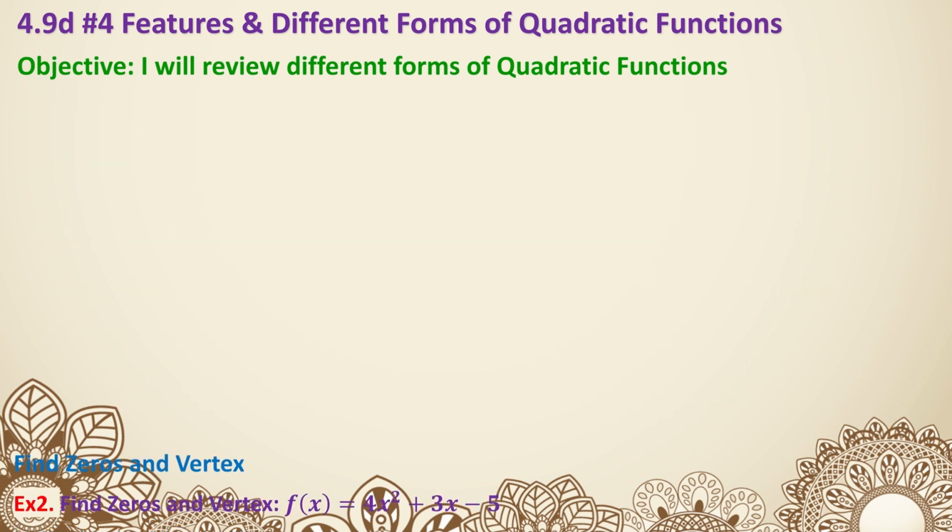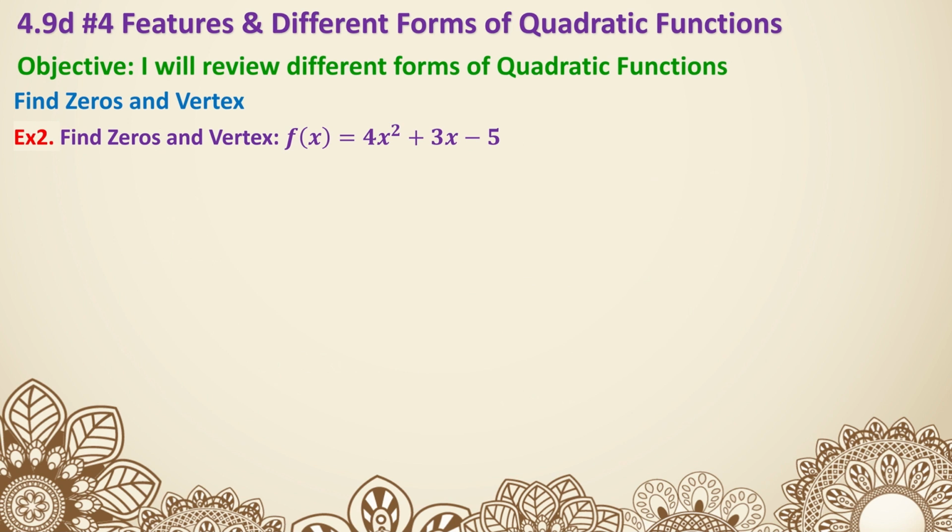Example 2. Let's practice the same thing. Set it equal to 0, and we are finding the zeros. Well, we can't actually find a combination that can multiply to get a negative 20 and adds up to a 3. There's no such thing.